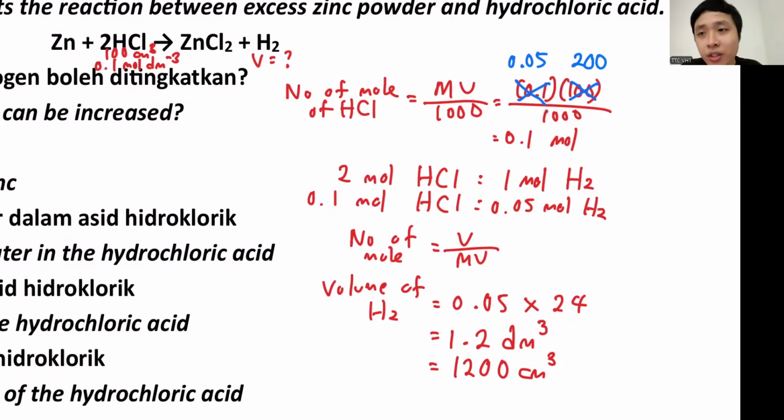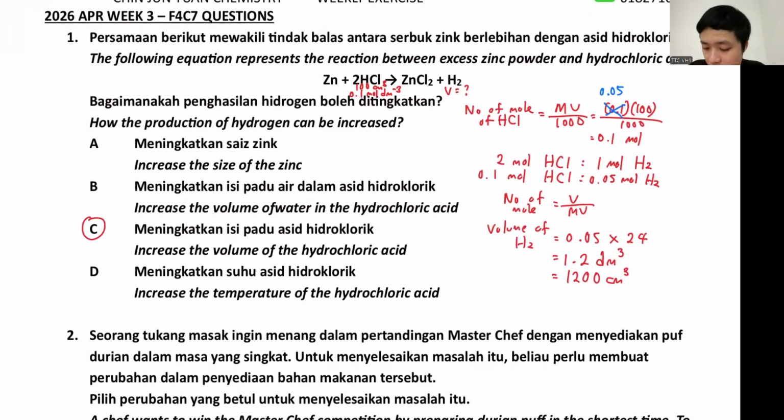Adding water is not good, and the other option is not correct either. So the best answer is to increase the volume of acid, which is option C. That's why the answer should be C, in this case.